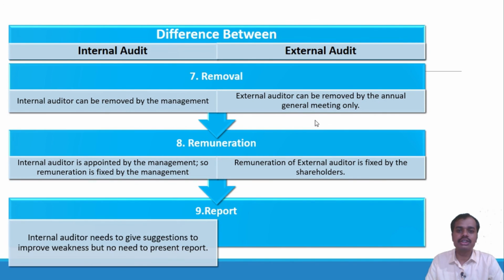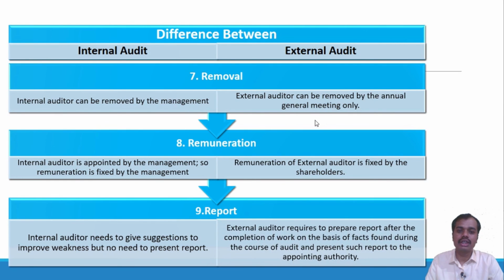Next basis is report. Internal auditor needs to give suggestions to improve weaknesses but no need to present report. External auditor requires to prepare report after the completion of the work on the basis of facts found during the course of audit and present such report to the appointing authority. So friends, these are the difference between internal audit and external audit.